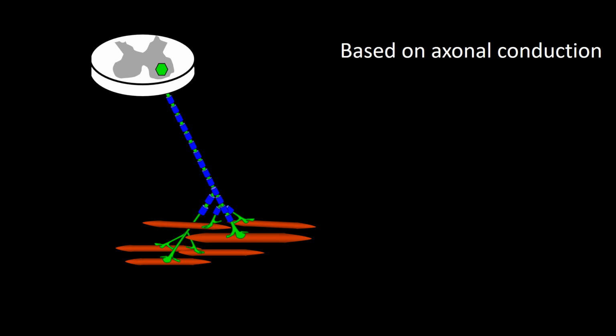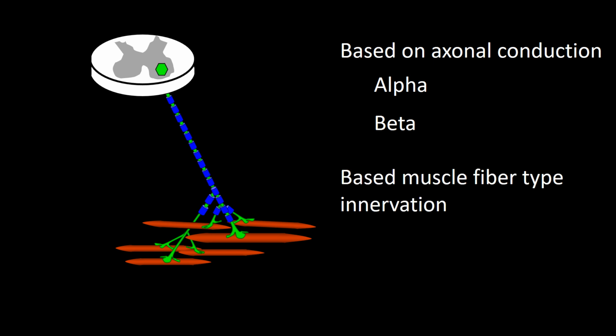Based on the speed of conduction, motor neurons can be classified as alpha, those conducting the fastest, and beta, those with lower conduction velocity and also smaller bodies. Lower motor neurons can also be classified according to the muscle fiber type they innervate. Type 1 motor neurons are smaller and innervate small extrafusal fibers. Type 2A motor neurons are medium size, and type 2B motor neurons are the largest.